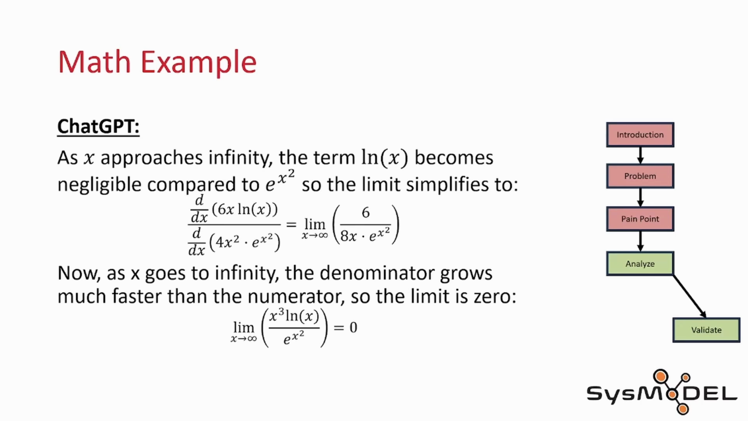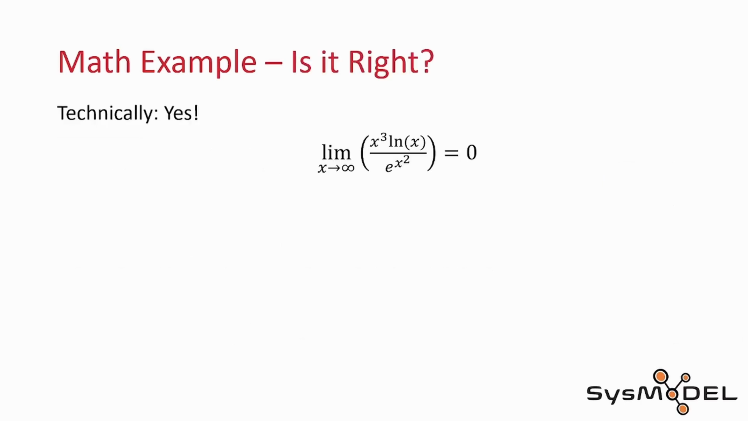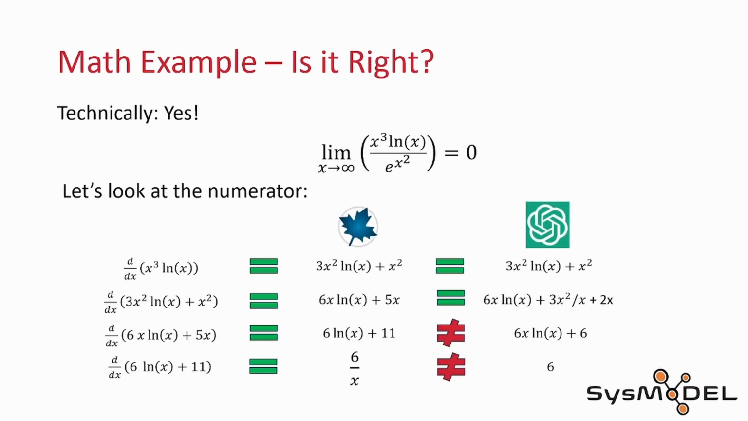As a student, we must ask, is ChatGPT correct? And technically, yes, it is. The limit of this function does go to 0 when x goes to infinity. However, ChatGPT's math is incorrect. Here's a look at ChatGPT's derivatives of the numerator compared to Maple, an accurate symbolic math tool.